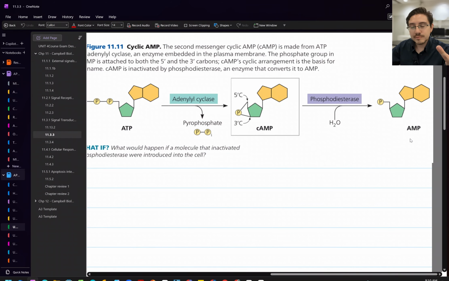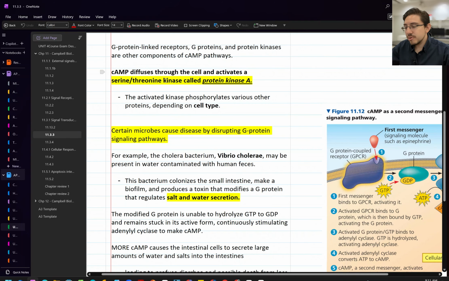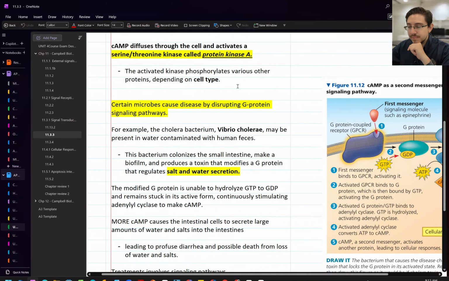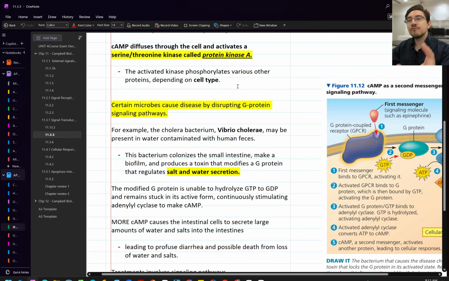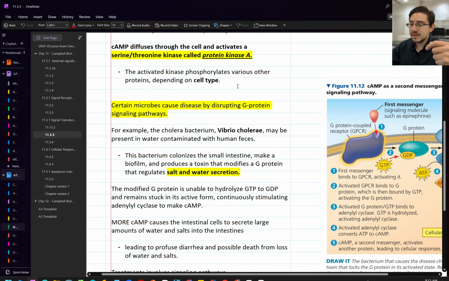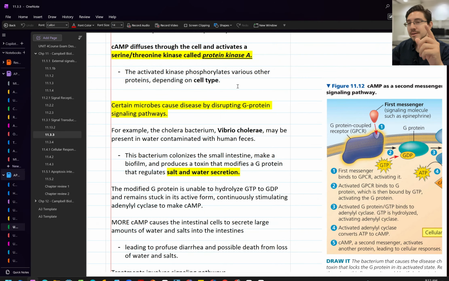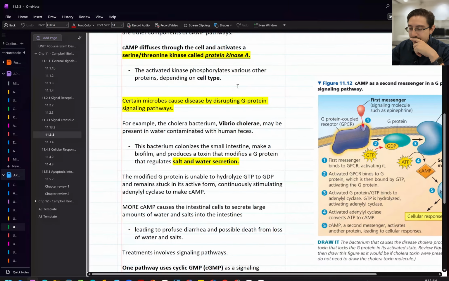For this particular molecule, we have a specific protein kinase A that it is involved with. So cyclic AMP diffuses through the cell and it activates, again, a serine threonine kinase, in particular called protein kinase A. Remember, it's a kinase, so it's going to phosphorylate other proteins depending on the cell type. I'm going to get back to that later on.